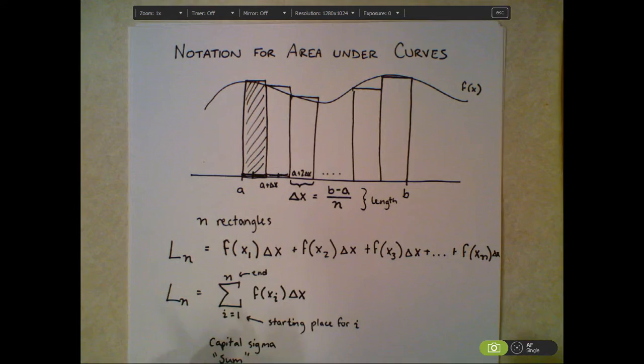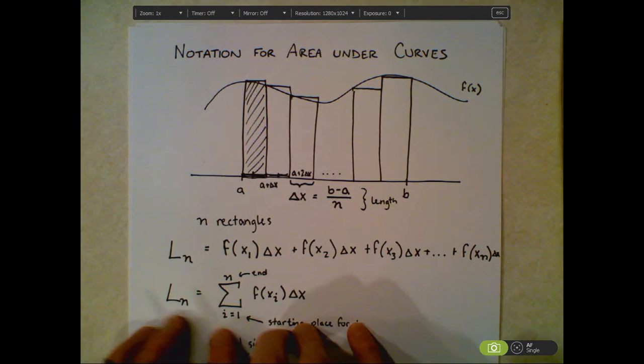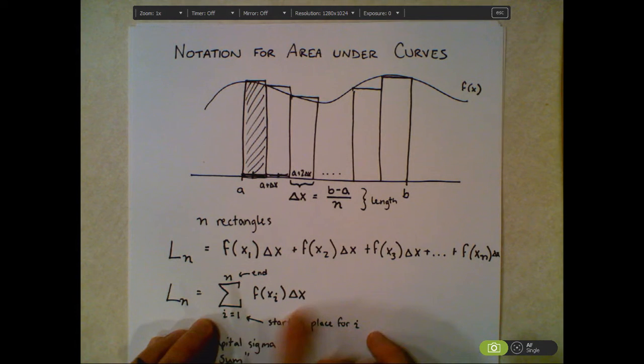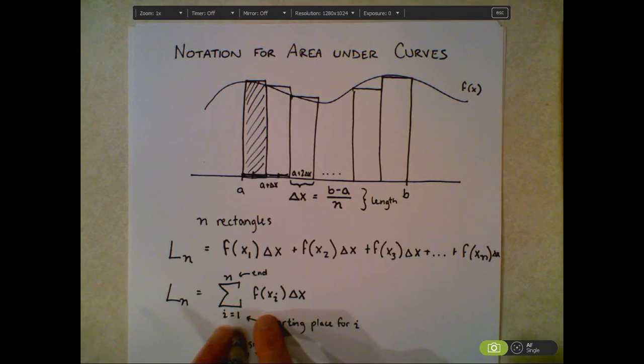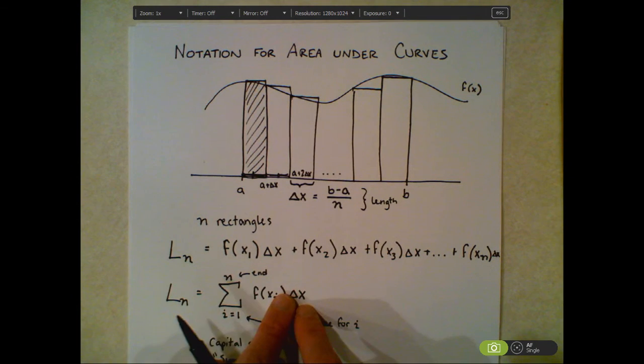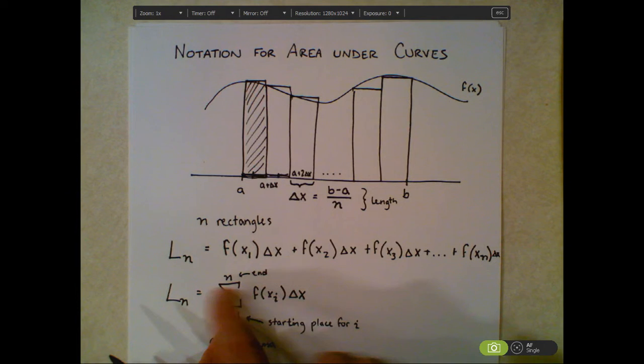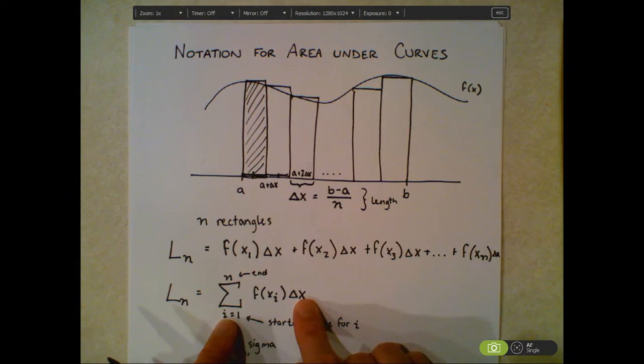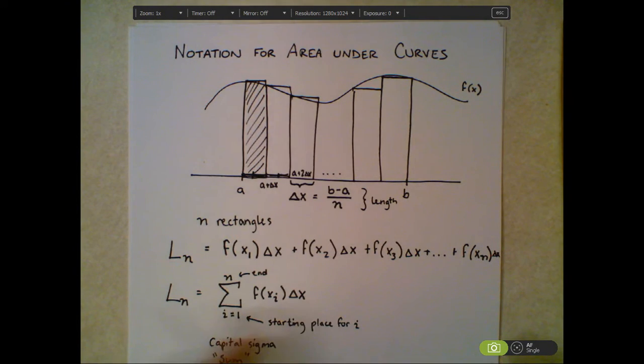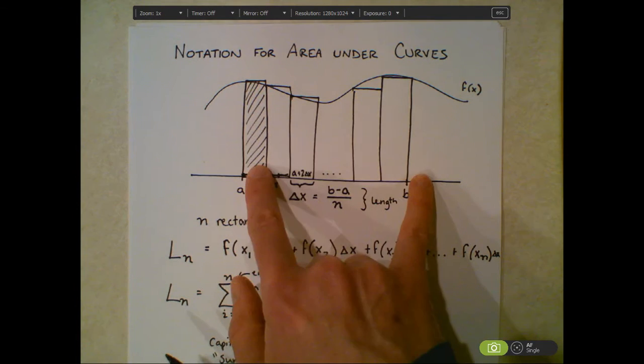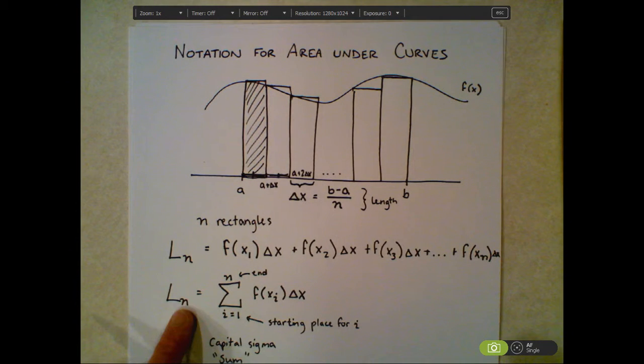I'm not going to hold you responsible for being able to generate this notation in this course. However, I think it is important that you're exposed to it, so if I write something like this down, you're able to interpret what's going on. This is saying that I start when my i value is 1, so my x of i, and I'm going to keep adding this over and over until I get to an i value of n. So this is the way that I would write the sum of my left endpoints of these rectangles.